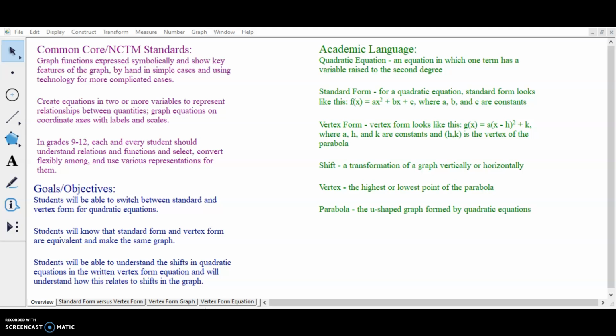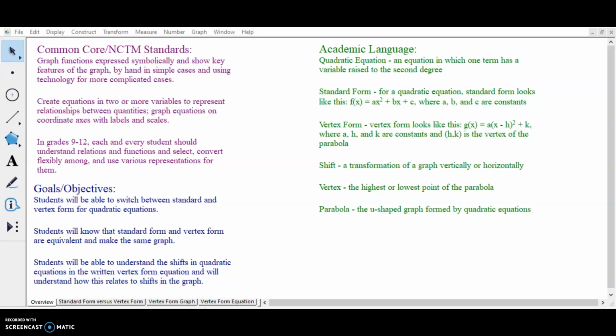Hello and welcome to our lesson on understanding the vertex form of the quadratic equation. Today we're basing our work in the standards from Common Core and NCTM that state that students will be able to graph functions expressed symbolically and show key features of the graph by hand in simple cases and using technology for more complicated cases. Students will be able to create equations in two or more variables to represent relationships between quantities, graph equations on coordinate axes with labels and scales.